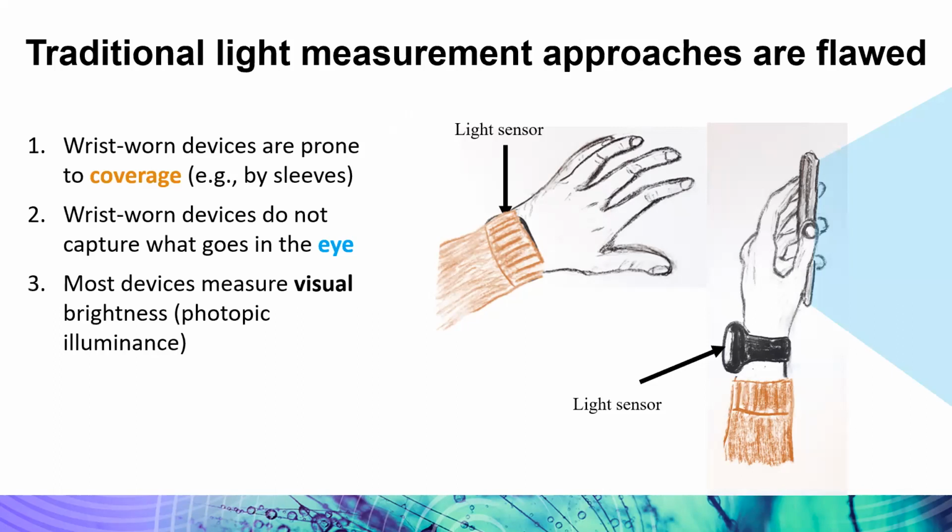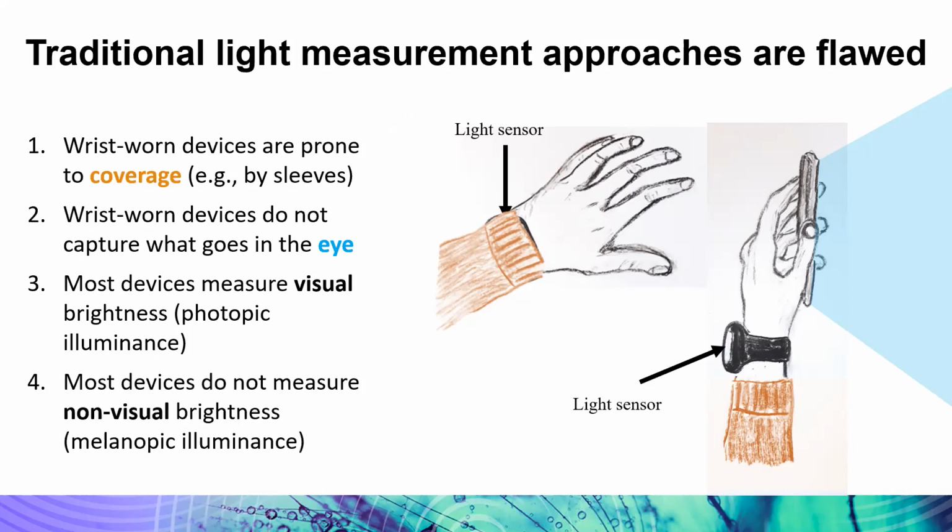circadian system. The other problem is most of these devices measure and report visual brightness. So what we call photopic illuminance, which is basically a measure of how subjectively bright light is based on its impact on the cone-based visual system. And we know the cone-based visual system is not what dominates the input to the circadian system. What actually matters more is the melanopic input, or the non-visual brightness. And that's a brightness that we're actually not consciously aware of. And most devices are not measuring that and not able to measure that.